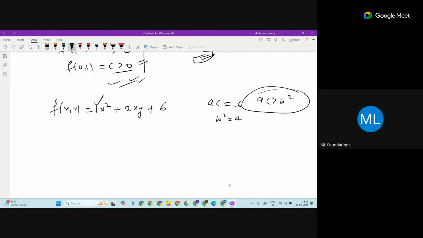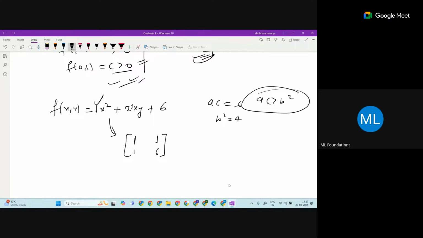If I want to form this in matrix form, how can I form it? A is going to be 1 here, B is going to be 1 here, and C is going to be 6. This is our matrix. If you check its eigenvalues, what are going to be the eigenvalues here?